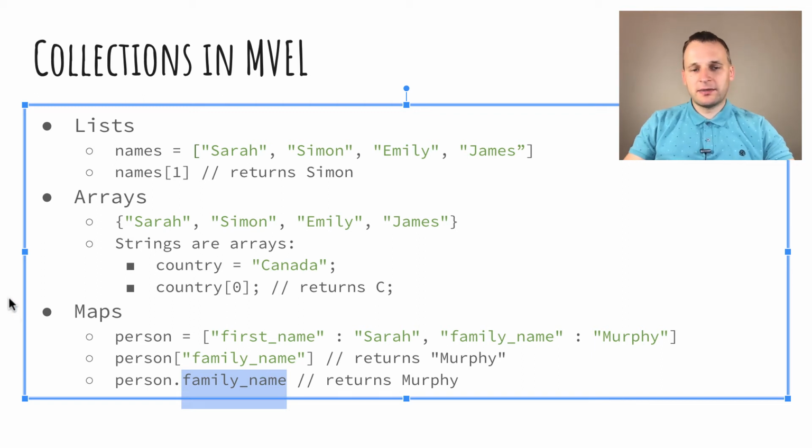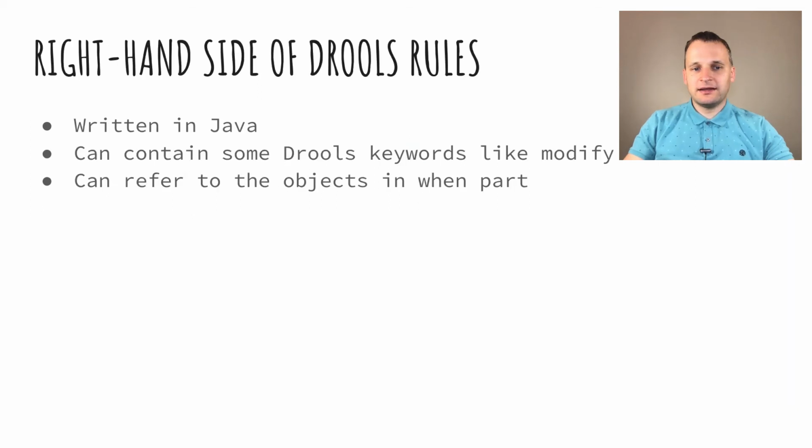So that much about MVEL. It's a very good language to match patterns, so no need to be afraid of that. Let's see the right-hand side of the Drools rules. These are written in Java, but they can contain some Drools-specific keywords like modify, and you can get a reference to objects on the left-hand side of the rule. So if you match a passport, you can refer to that passport in the then part. We'll look at this a bit later.